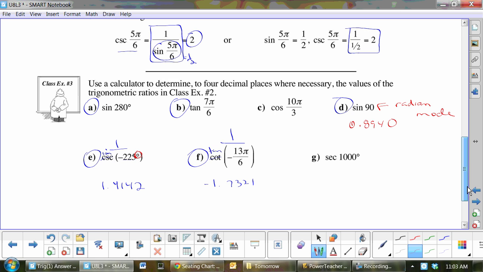Now what'd you get for B? 0.5774. And A, Felicia. Good. Okay, so if you see a degree sign, be in degree mode. If you do not see a degree sign, be in radian mode. Write that somewhere, your forehead, whatever you need to never forget it.